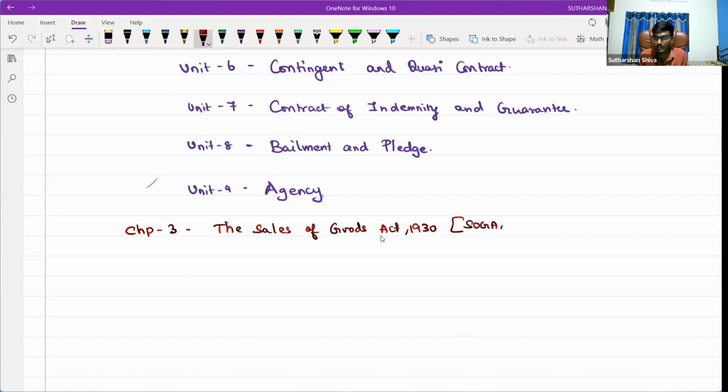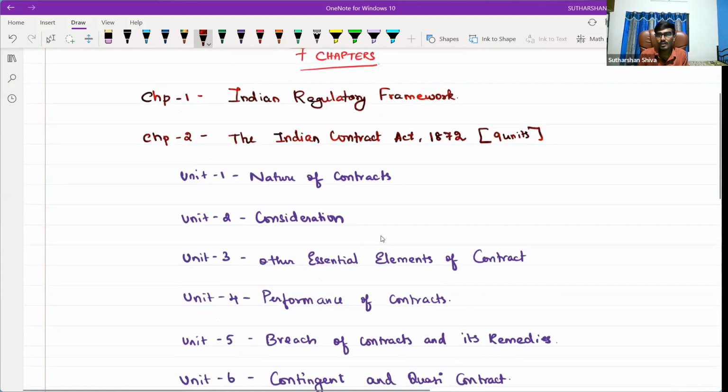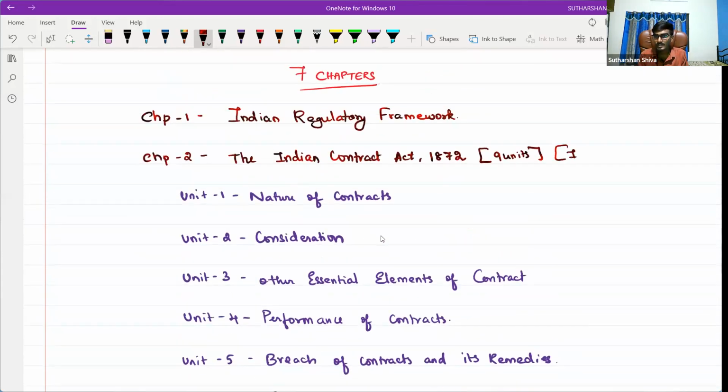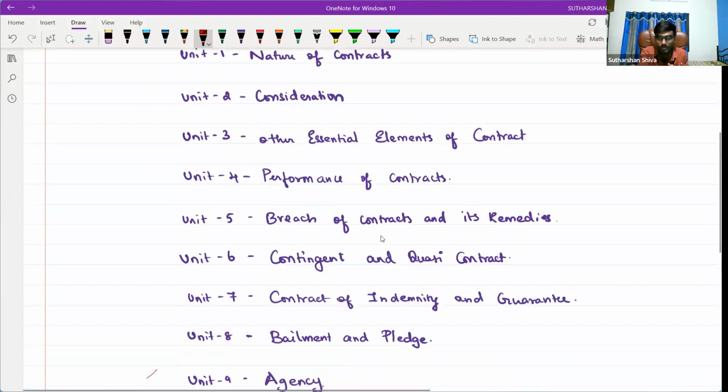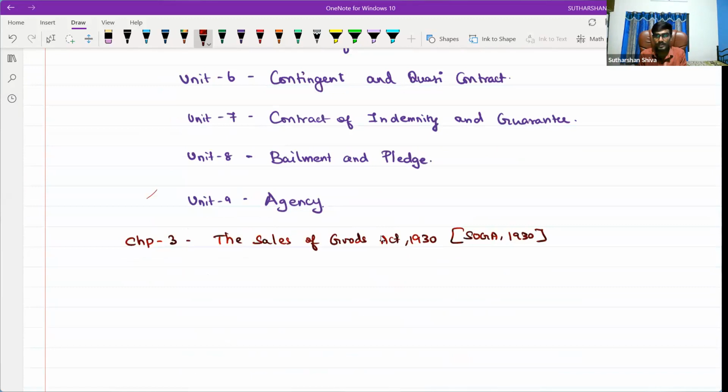They will call it SOGA 1930. Shortly, we will call this ICA 1872. Previously, in 1872, the Indian Contract Act, the Sale of Goods Act, which I am studying right now, and the Partnership Act, all three put together formed part of the Contract Act.